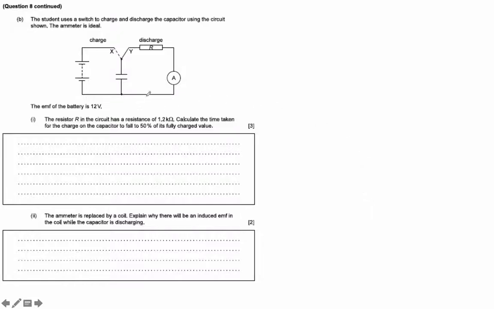All right. So this is your classic discharging circuit, right? We hook it to the battery to charge it, and then we flip it over here to discharge it. The EMF of the battery is 12 volts, so this is going to be 12 volts, and that's going to be our V naught. And then they want to figure out the time taken for the charge on the capacitor to fall to 50% of its fully charged value.